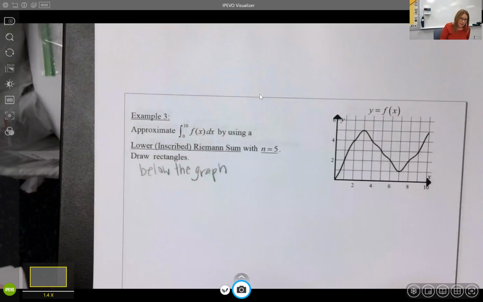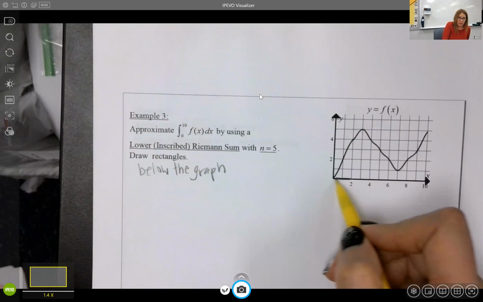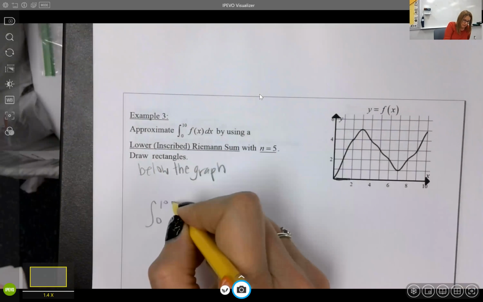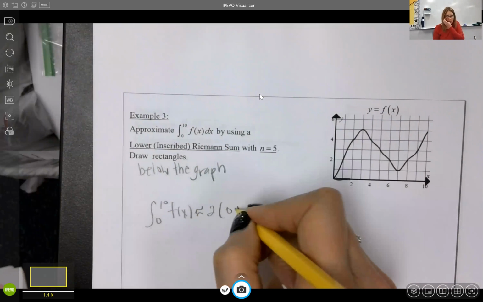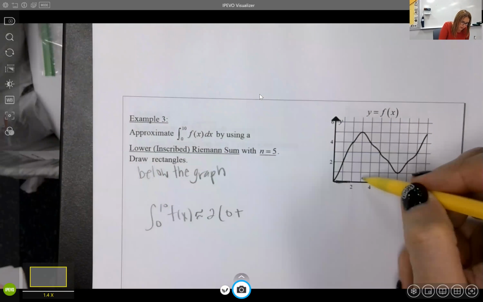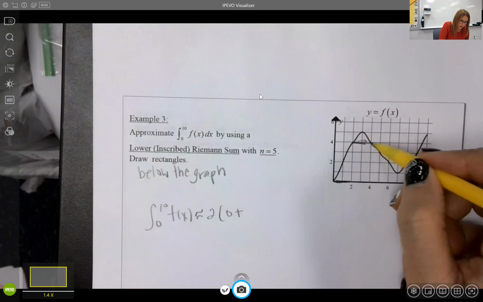Okay, so right here in this interval from 0 to 2, my lowest point would be 0. So my first one is 0. Okay, the height's 0. And then the second one, I'm going to go between 2 and 4. The lowest point is right here at 4.